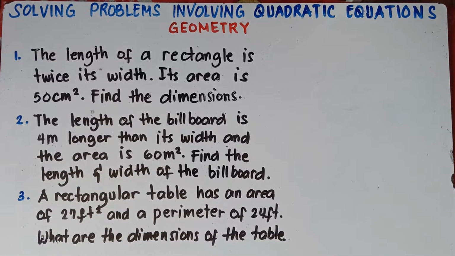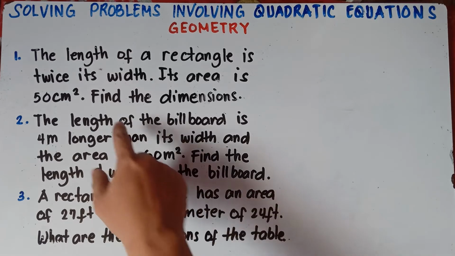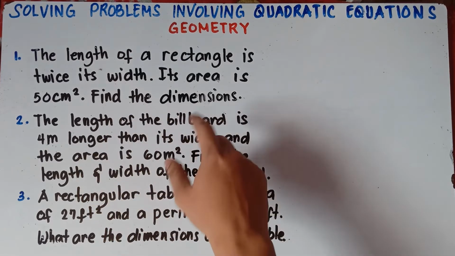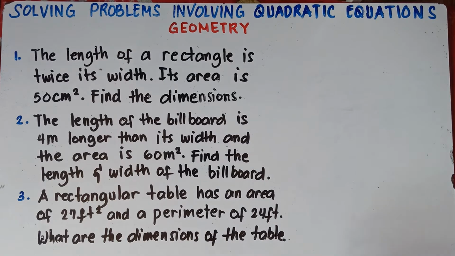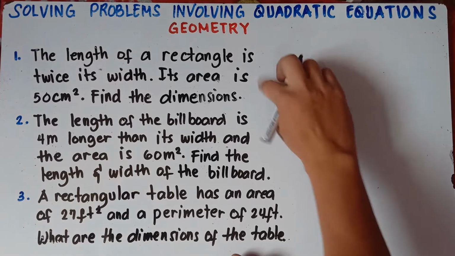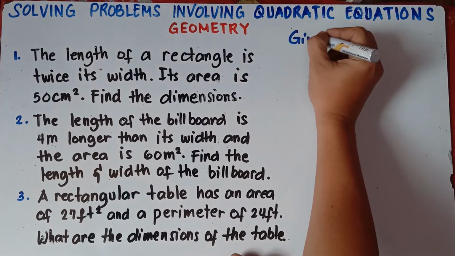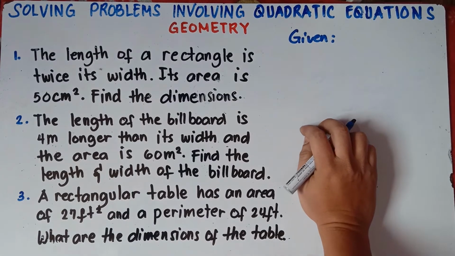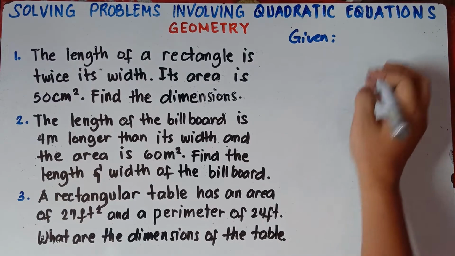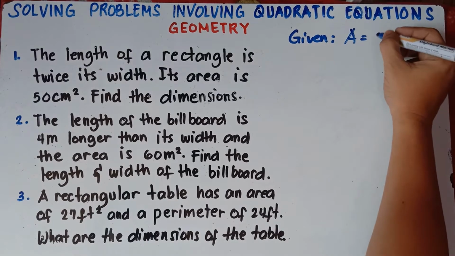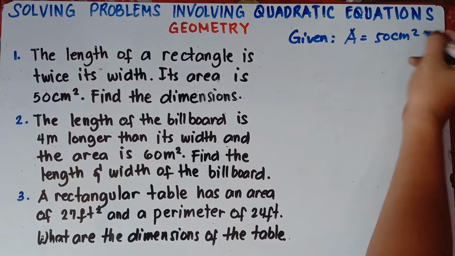The length of a rectangle is twice its width. Its area is 50 centimeters squared. Find the dimensions. Once again, if you're asked to find the dimensions, you're looking for the length and the width of the rectangle. So you write down the given: its area is 50 centimeters squared.